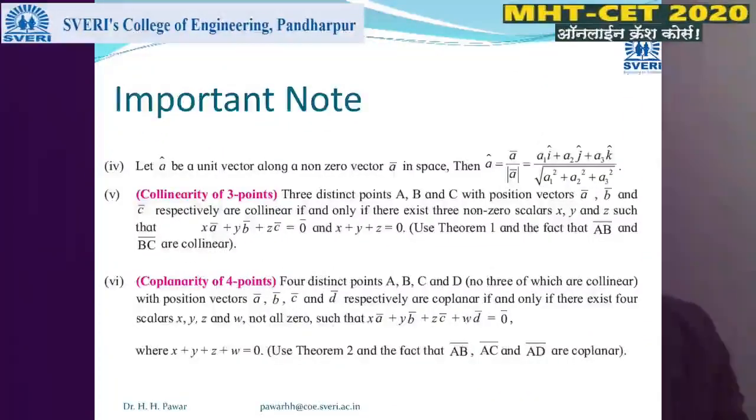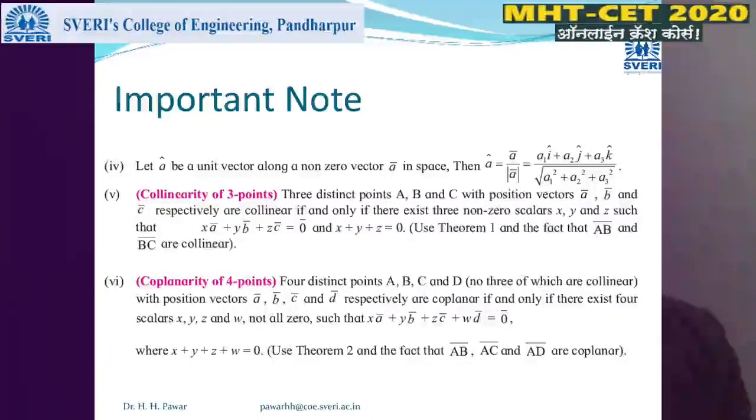Now take a note that two or more points are said to be collinear if they are in a straight line or along the same line. Here is the condition for collinearity of 3 points. 3 distinct points A, B, C with position vectors A bar, B bar and C bar respectively are collinear if and only if there exist 3 non-zero scalars x, y, z such that x a bar plus y b bar plus z c bar is equal to 0 and x plus y plus z is equal to 0.